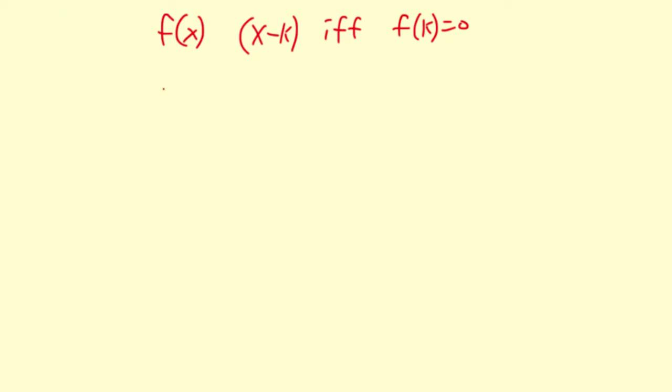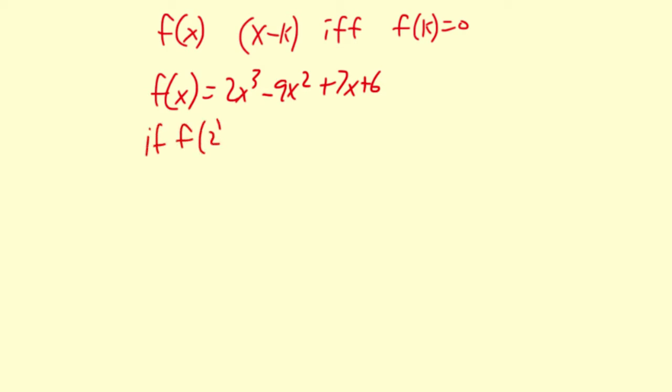So if I have the polynomial f of x equals 2x to the third power minus 9x squared plus 7x plus 6. So for example, if f of 2 equals 0, then x minus 2 has to be a factor. And you could try any input you want, but if the output comes out to be 0, then you found a factor. And let me go ahead and show you.